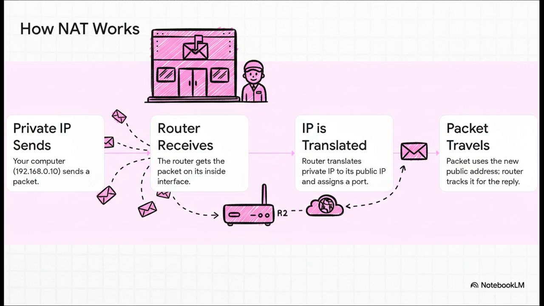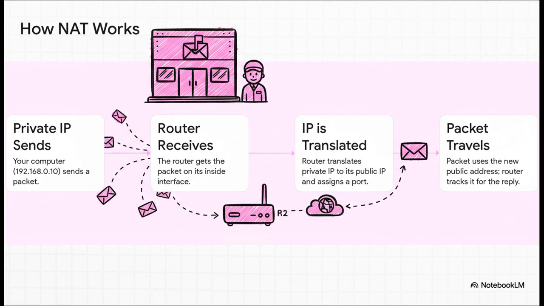So, think of your home router like a big company's mailroom. Every employee, that's every device on your network, sends out mail, but it all goes out under the company's single public address. When a reply comes back, the mailroom clerk, your router, knows exactly which employee to give it to. It does this by swapping your private IP for its public one on the way out, and then swapping it back on the way in.